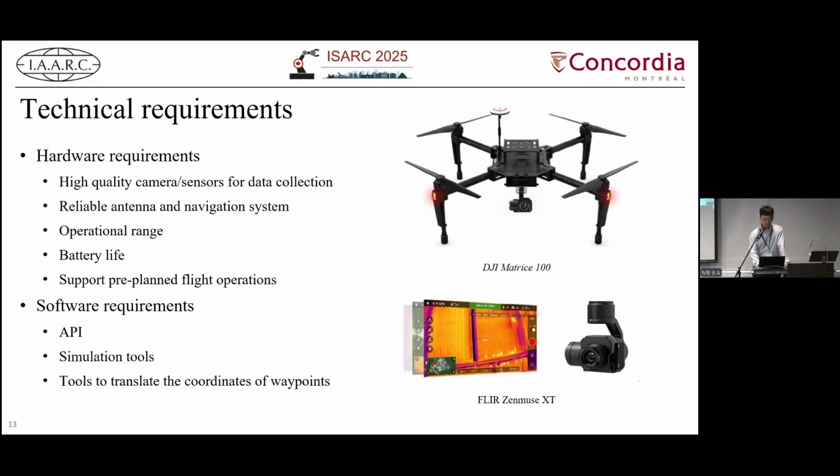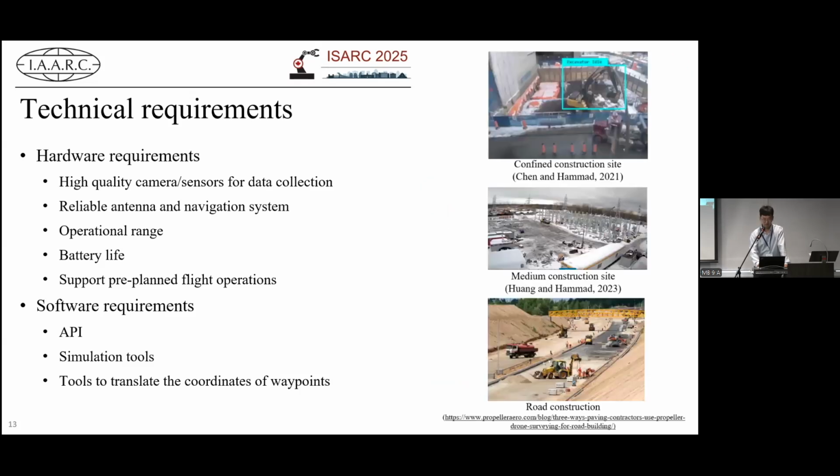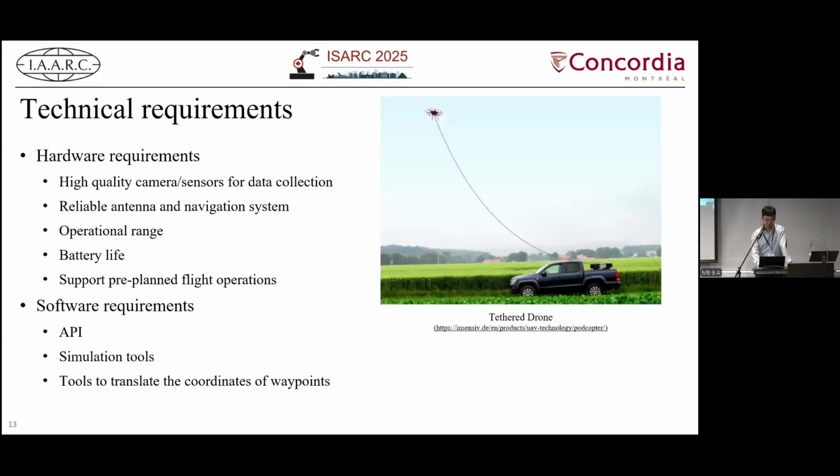The third hardware requirement is the operational range of the UAV. From this example, for a small or medium-sized construction site, we may not need to consider this. However, a road construction site is very large, so we need to think about the operational range, and also the battery life. Most UAVs can fly for about 30 minutes, but in some cases we may want a longer operation, so a tethered solution may be optimal.